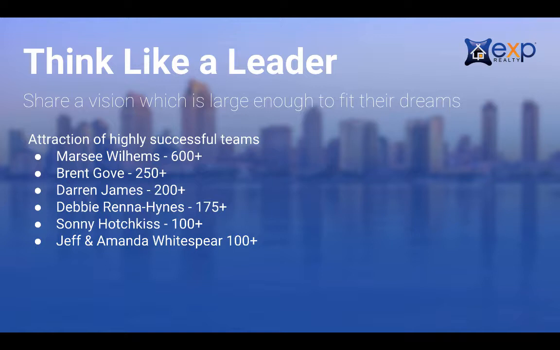Now we have Marcy Willems. They do over 600 deals a year. Brent Gove, 250 plus deals a year. Darren James, over 200. Debbie Renna Hines, about 175. Sonny, his group does 100 plus. Jeff and Amanda, 100 plus. And I know there's dozens of others that I just couldn't think of fast enough to put on here today. But again, if you want to share that stuff with me, I'll add it to the slide.